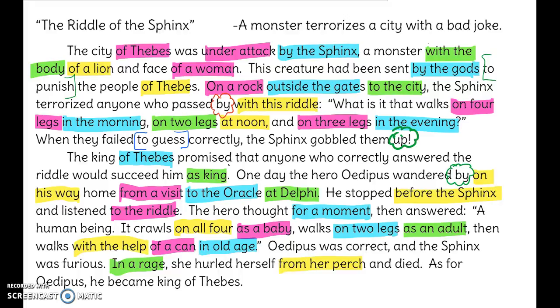As for Oedipus, he became king of thieves. Okay, see, "for Oedipus," which means "as" is by itself, because we can't say "as for Oedipus" as a phrase, so that must be an adverb. He became king of thieves, and of thieves.